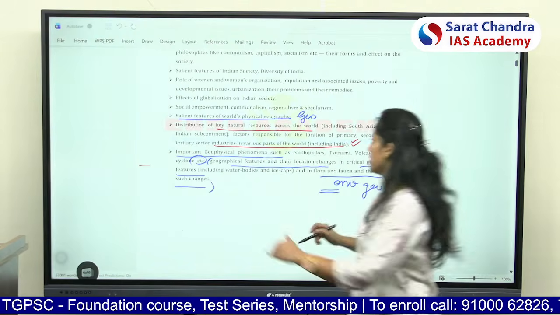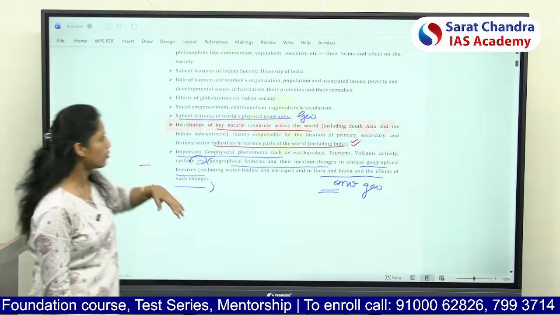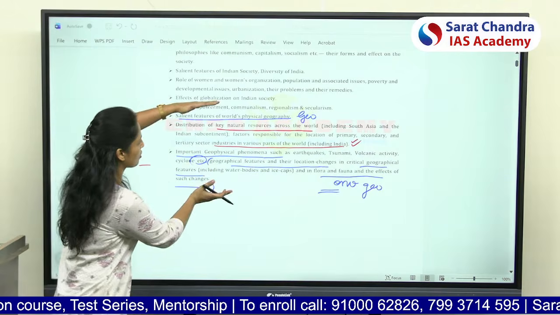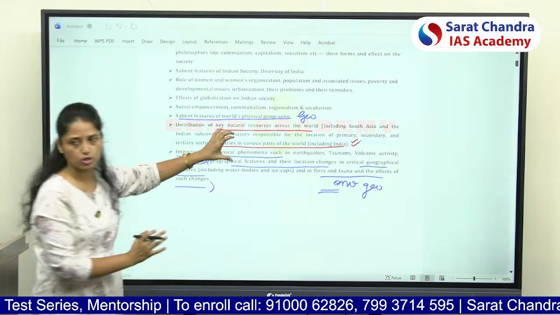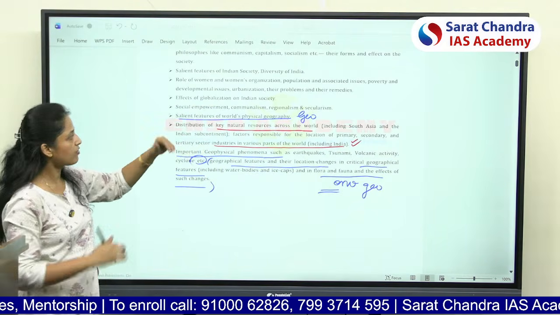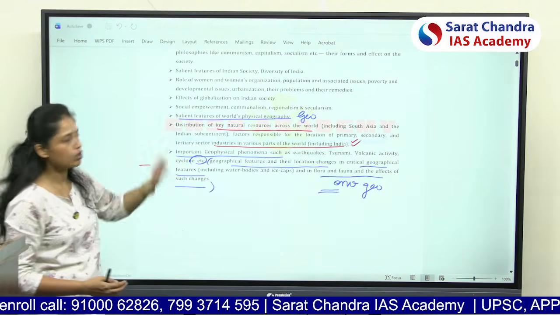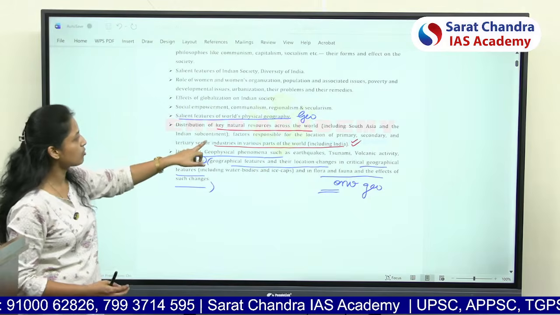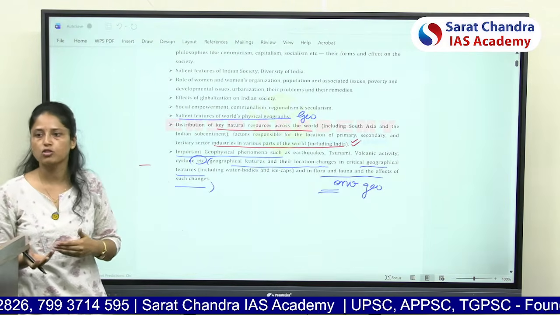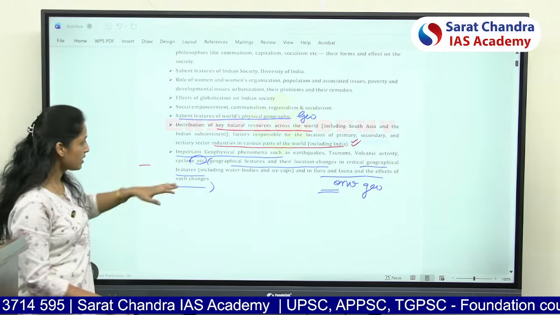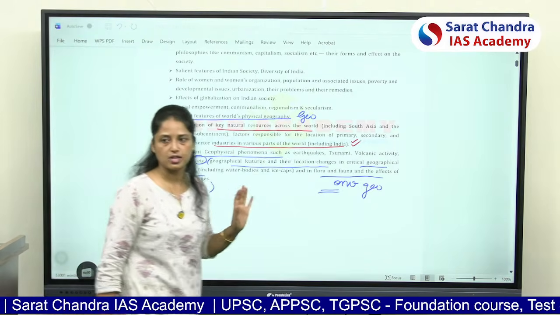Understood? So basically our syllabus is divided in two parts. First is physical geography and second is human geography. In physical geography various parts you can include, for example geomorphology, climatology, oceanography, because when we are talking about the resources, ocean resources will also come in that. And finally this is environmental geography.